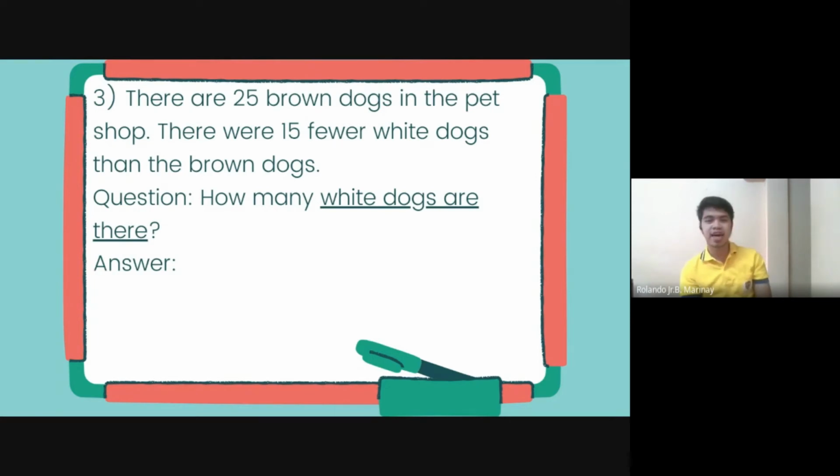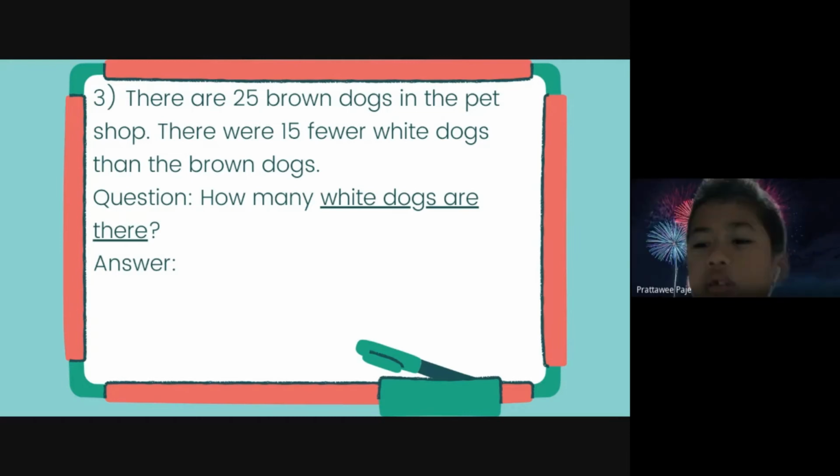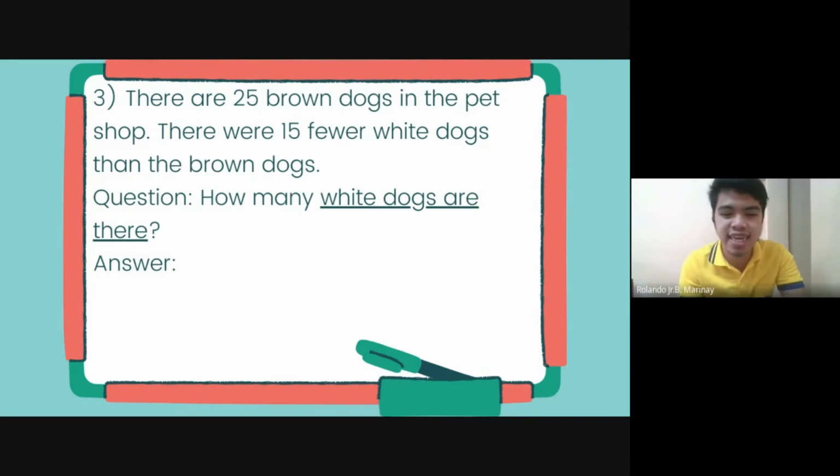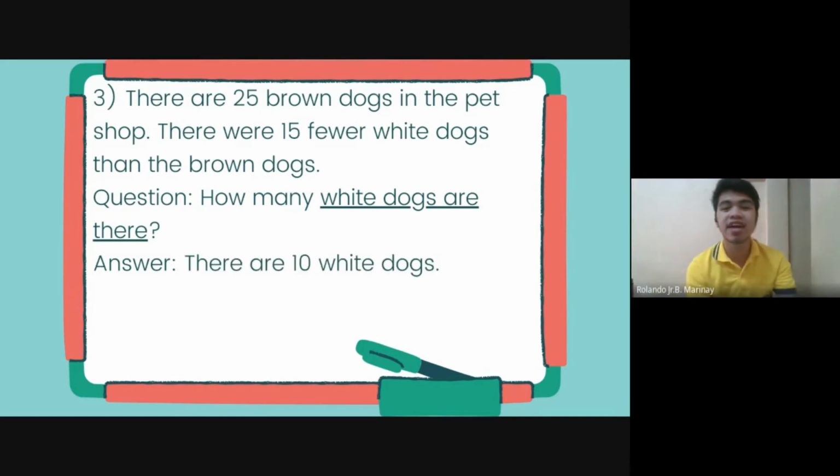Fadia, can you tell me the answer? 25 minus 15. Yes. What is the answer? 10. Okay, the answer is 10. So the complete sentence is, there are 10 white dogs. Since the question is, how many white dogs are there? So the answer should be, there are 10 white dogs. Okay? Take your time in writing, and when you're finished, please use the raise hand button.